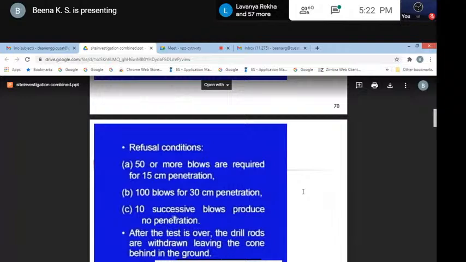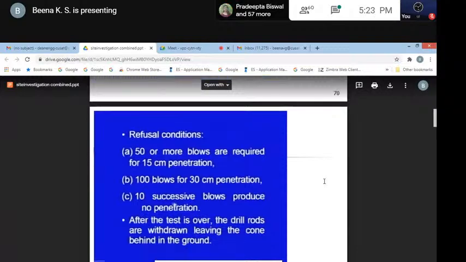That is, the soil is so hard. Then for further proceeding with the test, we have to change the drill bit and use a diamond drill bit. Here also the refusal condition is 50 or more blows for 15 centimeter penetration, 100 blows for 30 centimeter penetration, or 10 successive blows producing no penetration. After the test is over, the drill rods are withdrawn, leaving the cone behind in the ground.